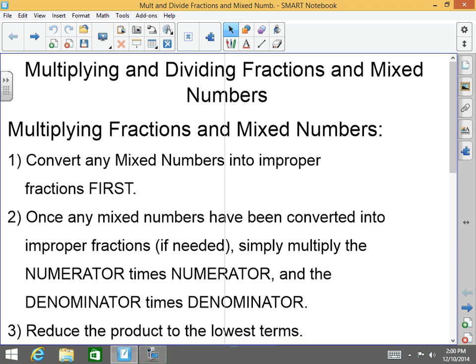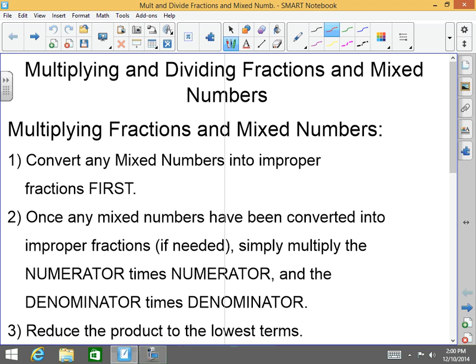Mr. Morrow's Intensive Math class. Today we're going to wrap up the quarter by talking about multiplying and dividing fractions and mixed numbers. When we're multiplying fractions and mixed numbers, it's very simple, guys, okay? Just a few steps you have to remember. The first one being the most important.